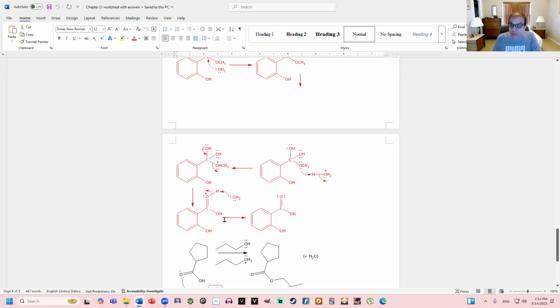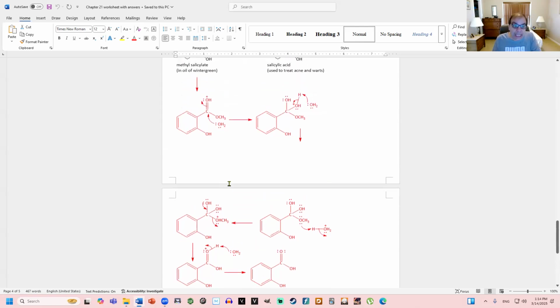So finally comes the second D of PAD-PED, another deprotonation. We need to deprotonate this atom because it has a plus charge. That's how we know we need to do it, because we have an atom with a plus charge. So we need to do a deprotonation to get rid of the plus charge. We saw that in chapter 19, and we see that again in chapter 21.